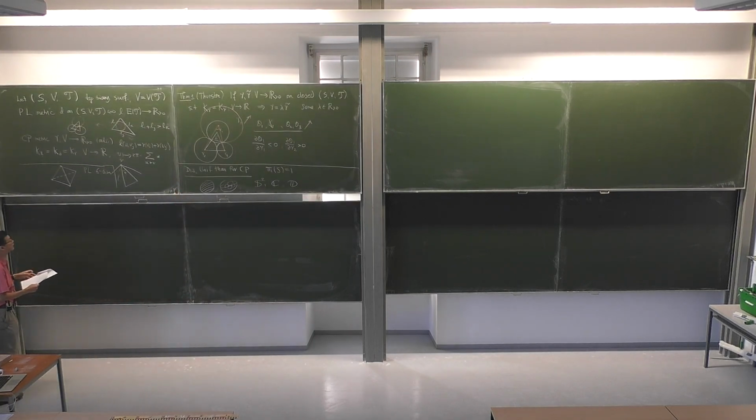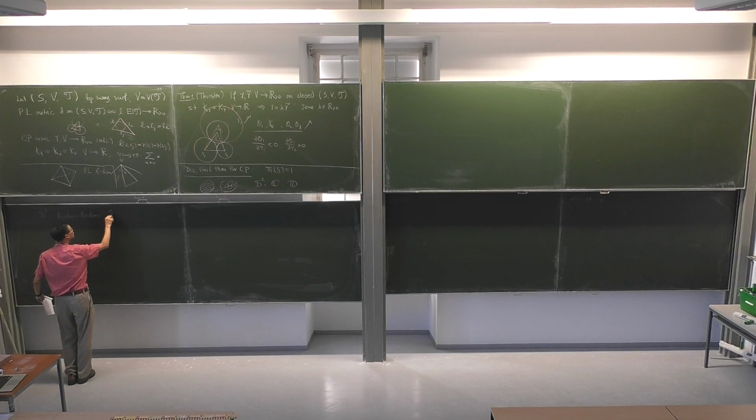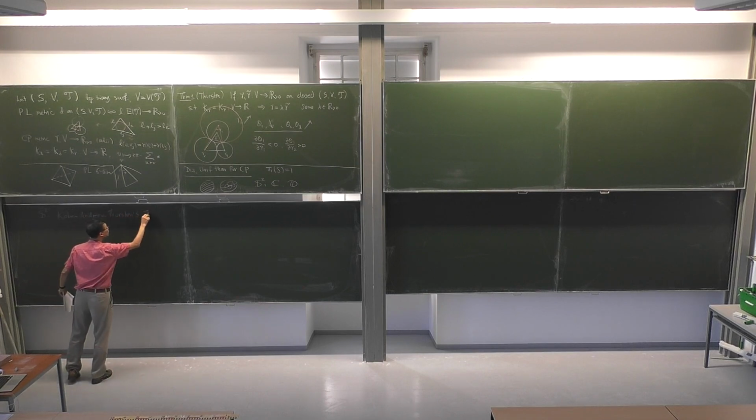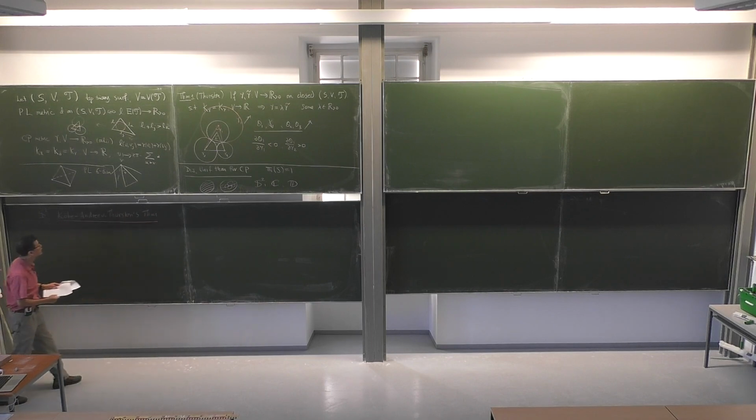So here is the two-sphere case. It is usually called the Koebe-Andreev-Thurston theorem, which I'm going to tell you. This can also be considered as a discrete Riemann mapping theorem.